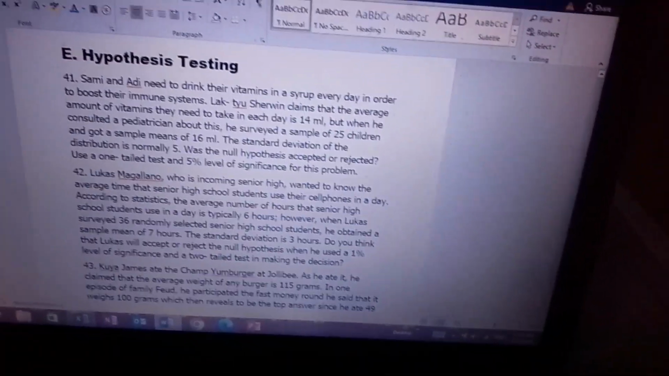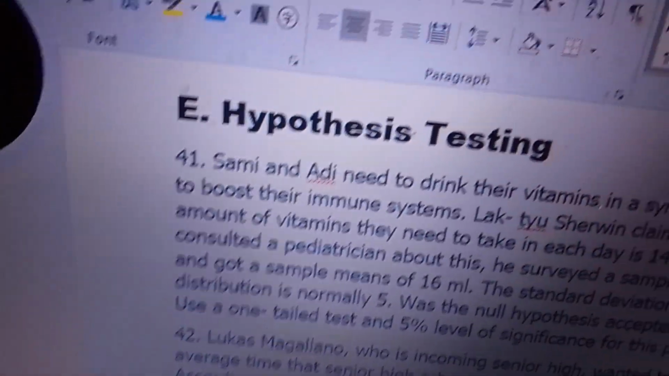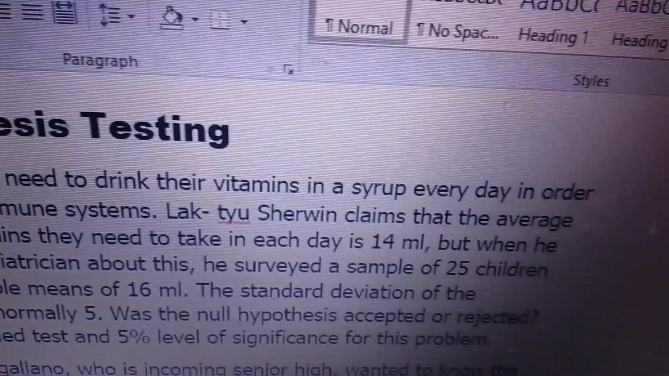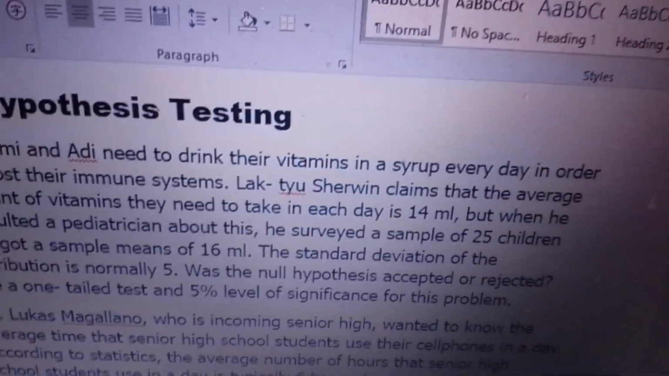So now let's get to the problem. Starting off at number 1. Sammy and Addy need to drink their vitamins in a syrup every day in order that they can boost their immune systems. So here's the problem that's stated. So my cousins, Sammy and Addy, are drinking their vitamins each and every single day. They need it in order for them to become strong and healthy.